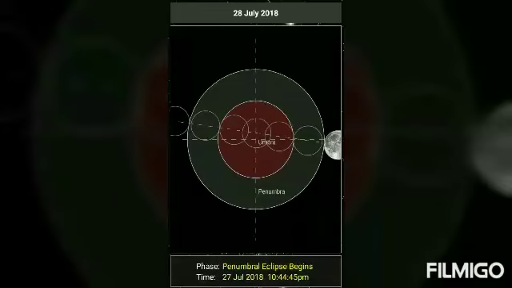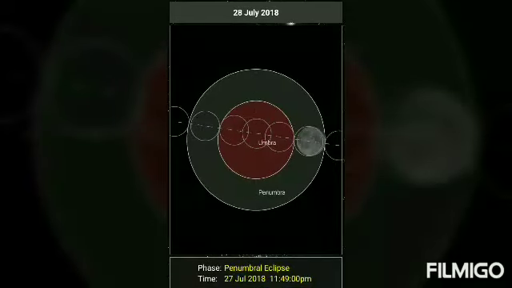This is the eclipse map of the moon. You can clearly see the red circle as the umbra and the surrounding grey circle as the penumbra. The moon's left side touched the penumbra at 10:44 p.m. Indian Standard Time and kept moving eastwards in the sky. The moon fully got engulfed by the penumbra of Earth by 11:49 p.m.